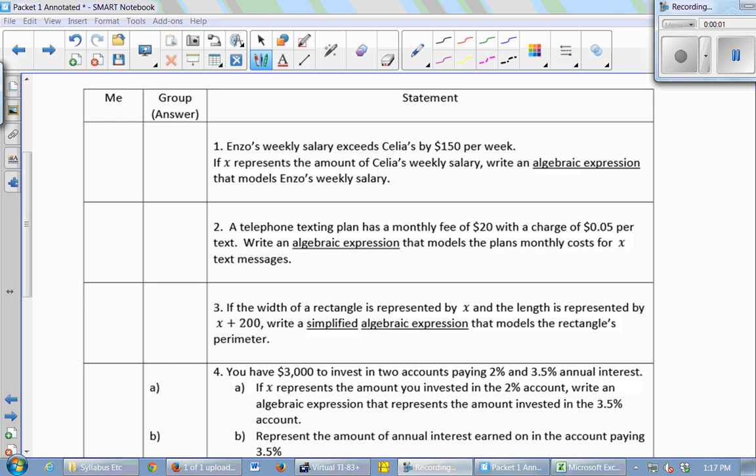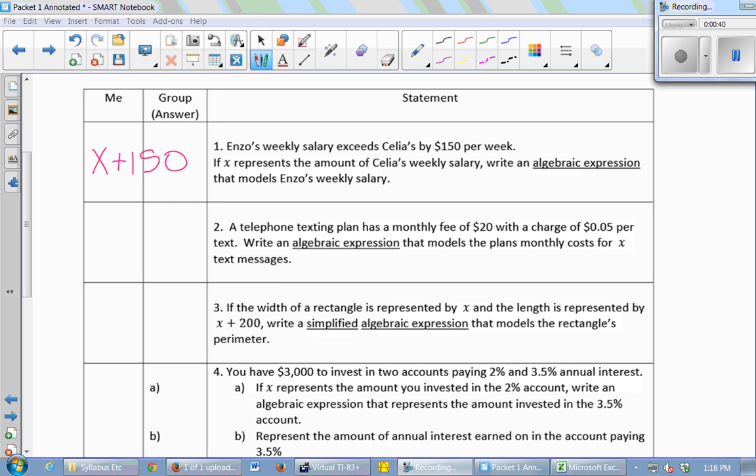If Enzo's weekly salary exceeds Celia's by $150 per week. All right, before you read the rest, who makes more? Enzo. Yeah, his salary is 150 more, right? Okay, so X is going to represent Celia's salary. How could I express Enzo's salary? If I knew Celia's was X, what's Enzo's? X plus 150, because it's 150 more, right? It exceeds by 150. So X plus 150 would be Enzo's salary.